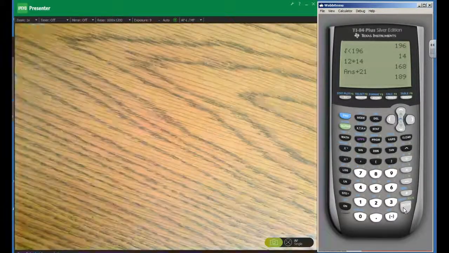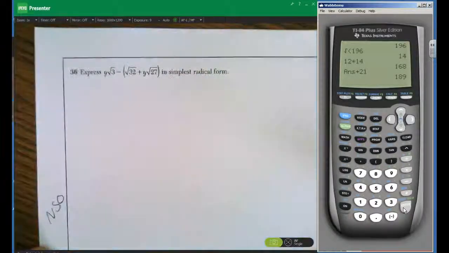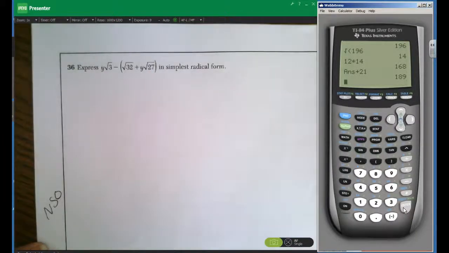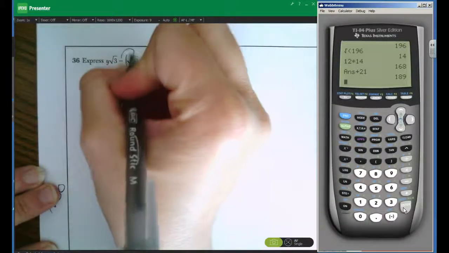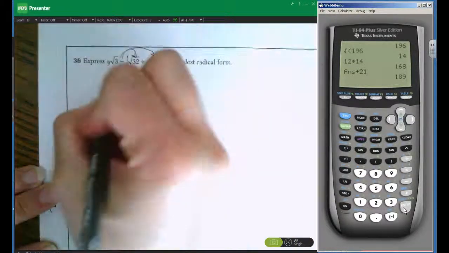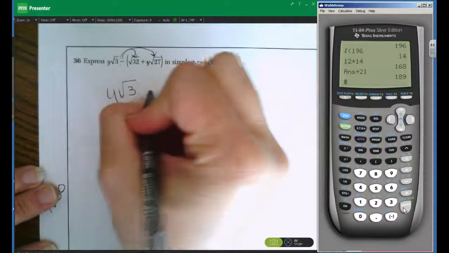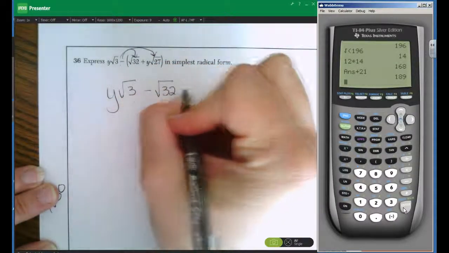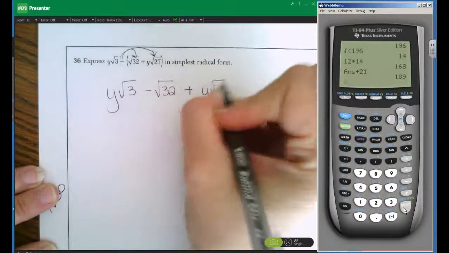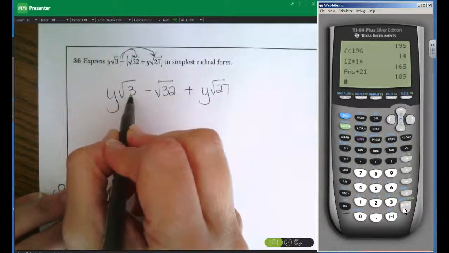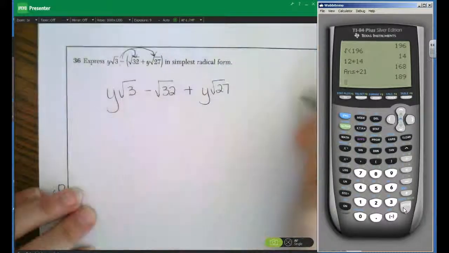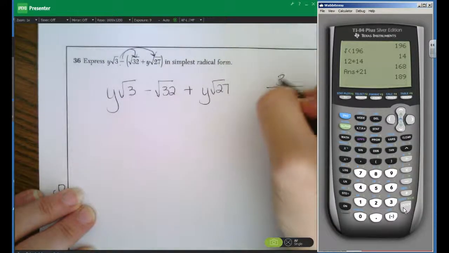All right, here's one last one. Y times the square root of 3 minus the square root of 32 plus y square root of 27. Because this is a minus, I have to distribute the minus to each of these. So I have y square roots of 3 minus the square root of 32 plus y square roots of 27. Let's see how I can simplify it. This we can't simplify anymore. It's stuck at 3.